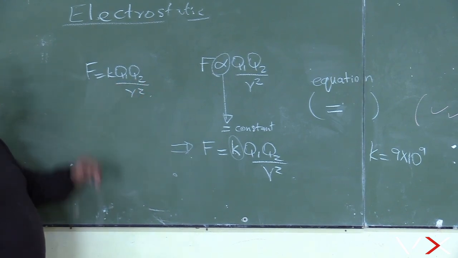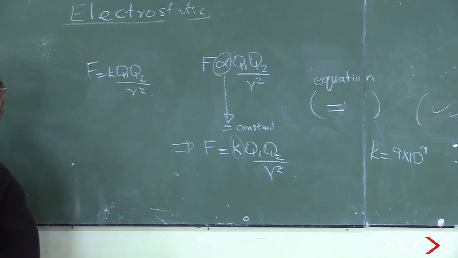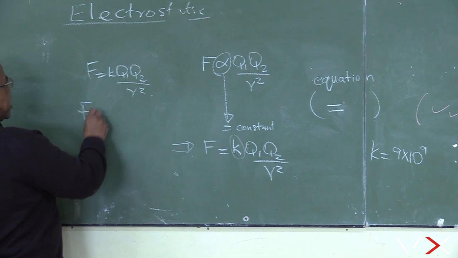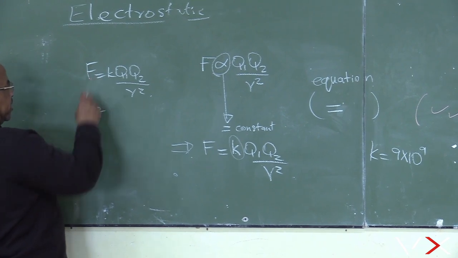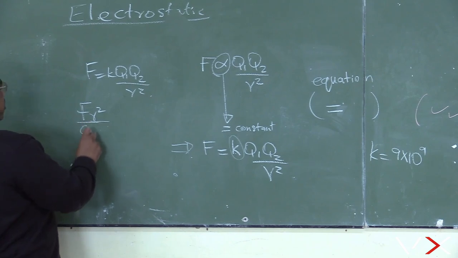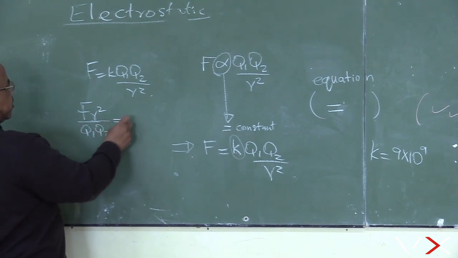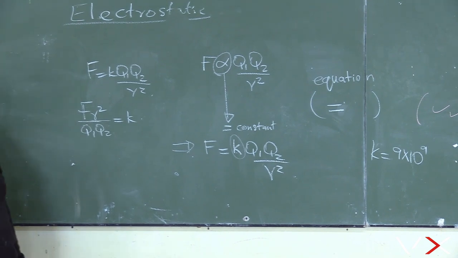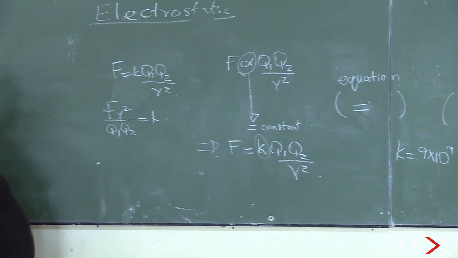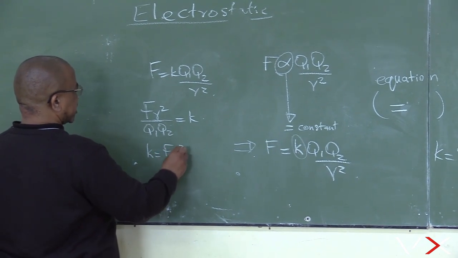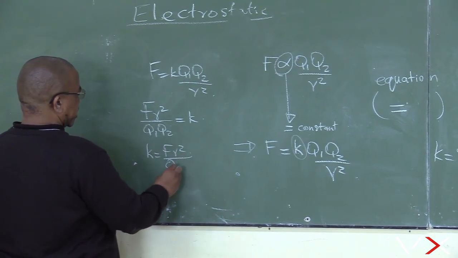Let us first make K the subject of the formula. R squared goes up, and Q1 Q2 goes down. F R squared over Q1 Q2 is equal to K. Making K the subject of the formula, we can say K is equal to F R squared over Q1 Q2.